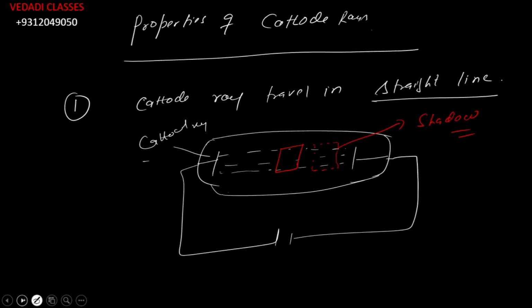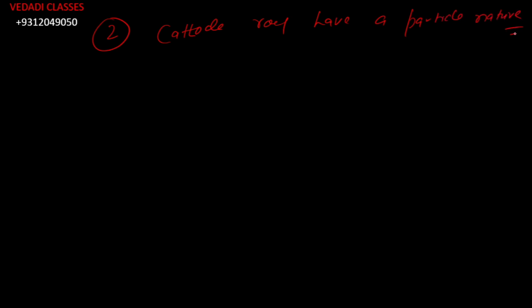Now, the second property we have to study. The second property is that cathode rays have a particle nature. So what is the meaning of cathode rays having a particle nature? So again, we just take the discharge tube just like this.